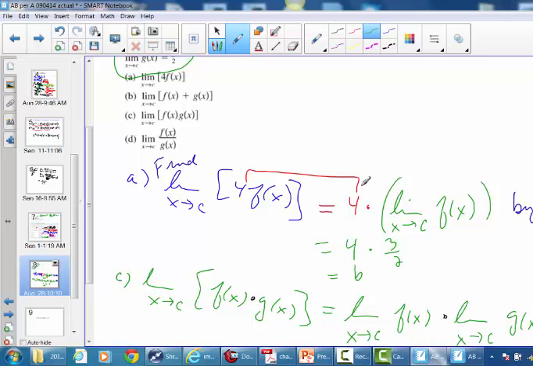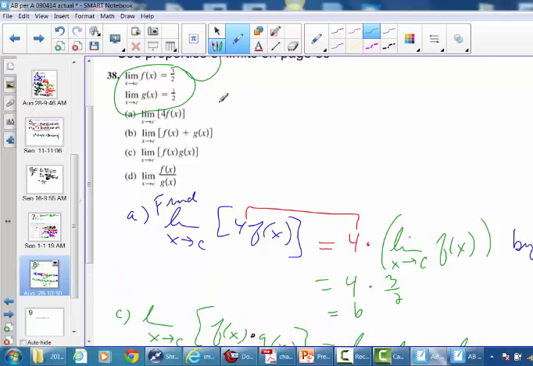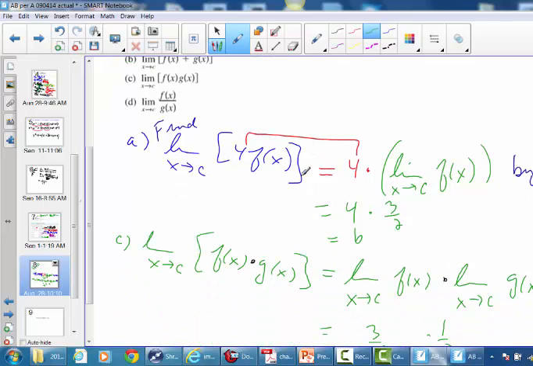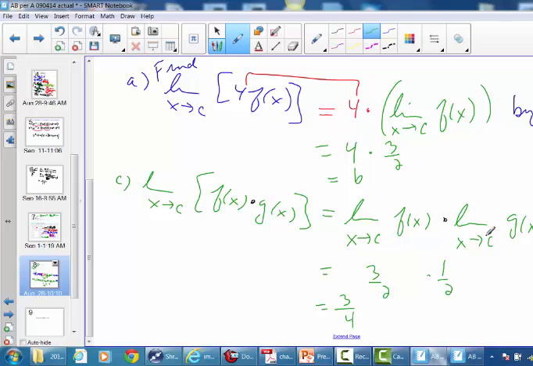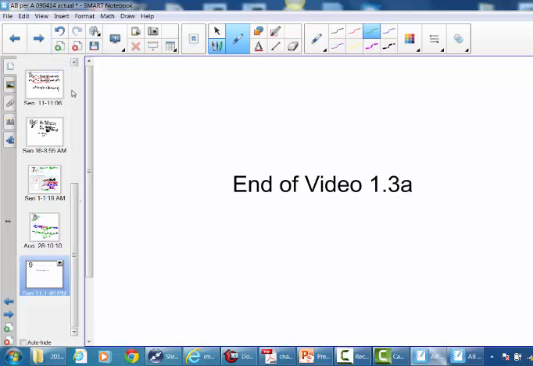So as you can see, for the first one, I pull out the 4. I'm left with 4 times the limit as x approaches c of f of x, which they told us is 3/2. Next one, I'm going to break it up into a product of limits, and they gave us each of those, etc. And that's the end of video 1.3a.